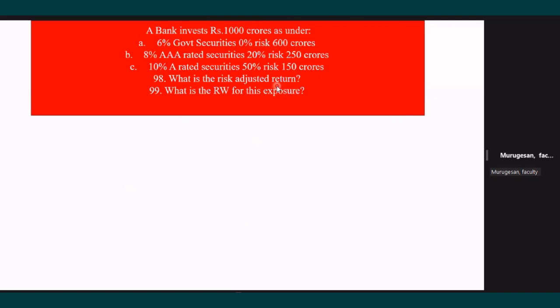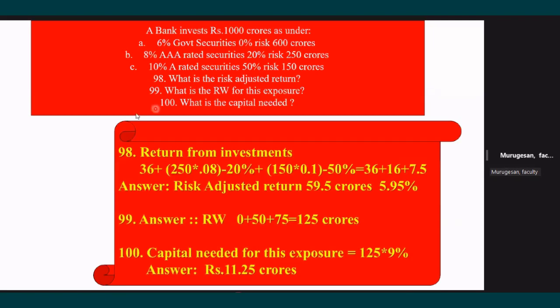First, return: how much are you getting? The first 98 will take it. First 98 return. The first one, okay, friends, zero risk. So the entire 600 into 6, 36 crore you can recognize. Yes or no? Understood the first step or not?